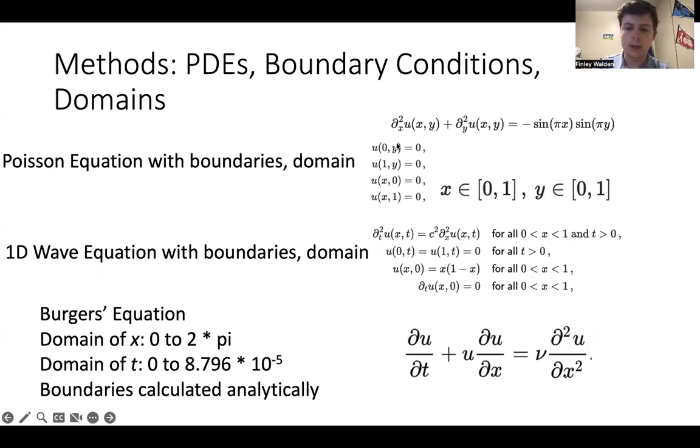For Poisson equation, it's all zeros. And for the 1D wave equation, there are also some zeros other than this x times 1 minus x term here for the t-intercept at 0. So those boundary conditions provide the foundation. In terms of Burger's equation, the domain of x goes from 0 to 2 pi, and the domain of t goes from 0 to a very small number, 8.796 times 10 to the negative 5th. And that second term, the t domain, is calculated using the analytic solving function along with the boundary conditions. The boundary conditions are calculated using the analytic solving function at the x and t intercepts, so where x and t equal 0.